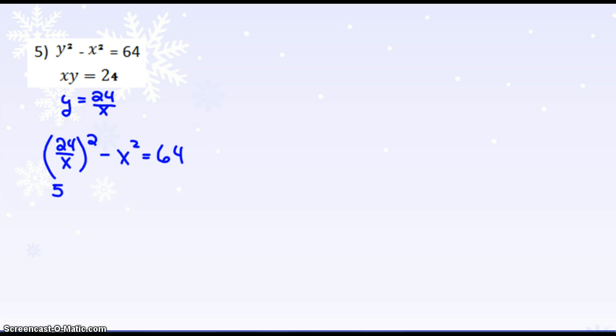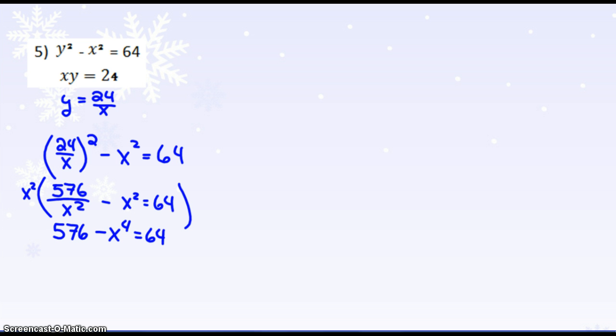So then you have 576/x squared minus x squared equals 64. To get rid of the fractions, you're going to multiply everybody by x squared. So you get 576 minus x to the 4th equals 64x squared. And I'm going to let you go from there. I just wanted to get you through that step. Okay?